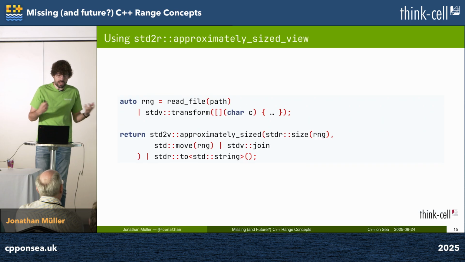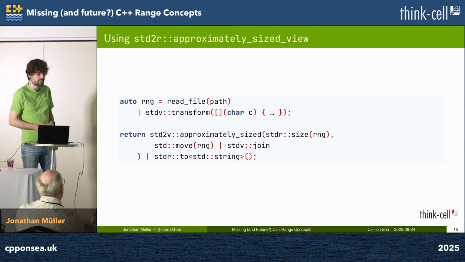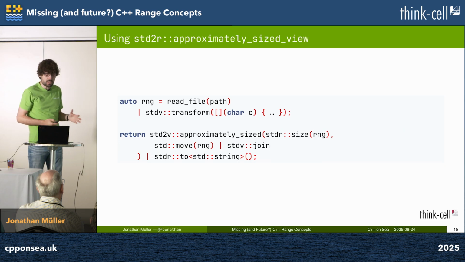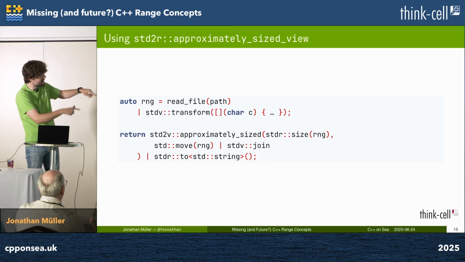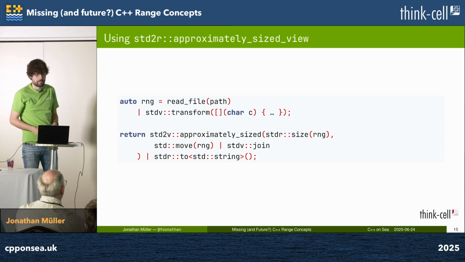And then we can construct our approximately sized range. So we create the pipeline before the transform, and then we pass that size to the approximate size, and then we join that together, and then we turn that into a string. And this works. It's just a bit ugly, because we have to put the range into a single variable because we're using it twice in there, and we really break this nice pipeline.